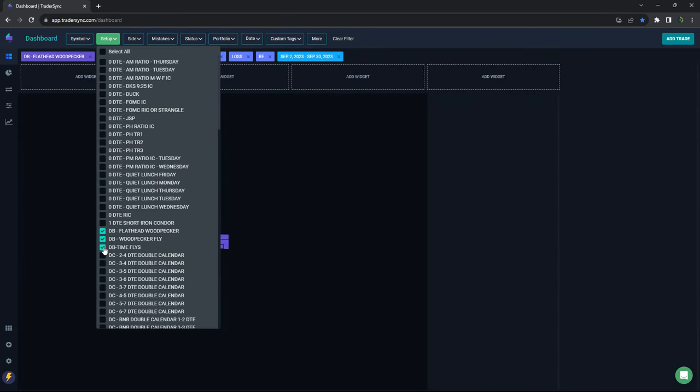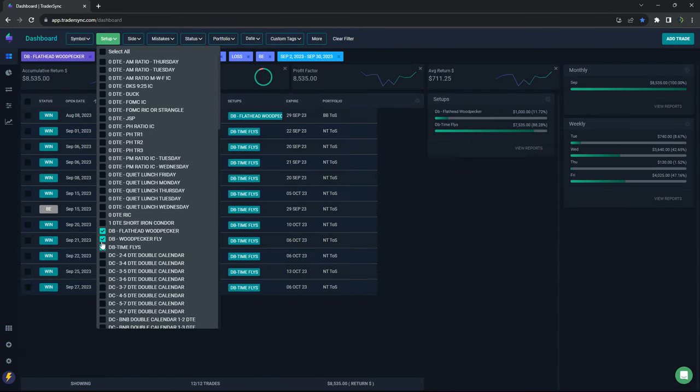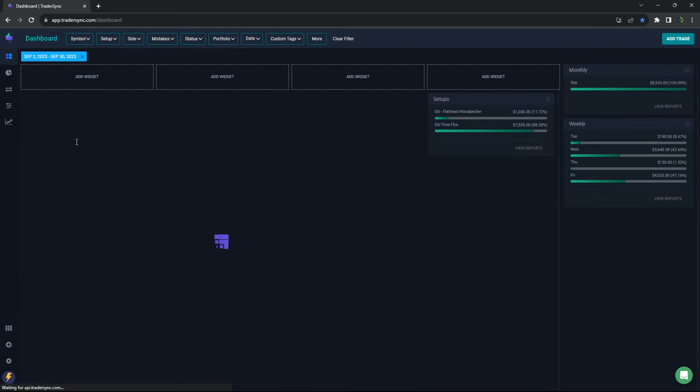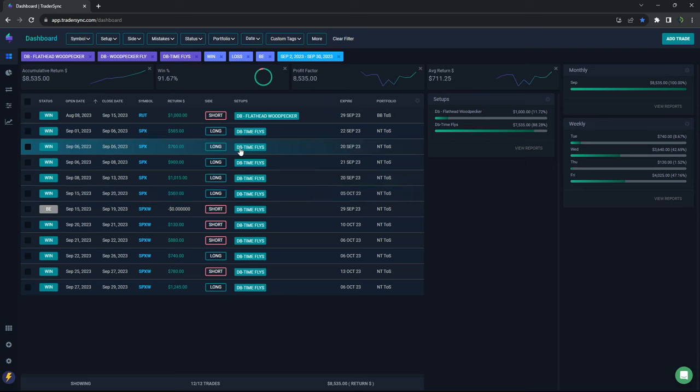Let's move on to the next category, which is dynamic butterflies. Really nice month for butterflies. Let me refresh that, make sure it's up to date. So had one flathead woodpecker, which booked exactly 1,000. And then these others were all time flies. So one for 585, 700, 900, a little over 1,000, 560. Had one that was an exact scratch, plus 130, 880, 740, 780, and a little over 1,200 on that one. So total of 8,500 plus on our dynamic butterflies.